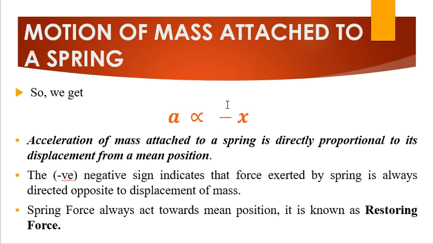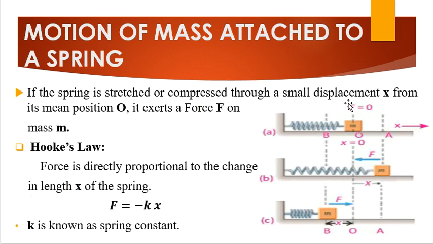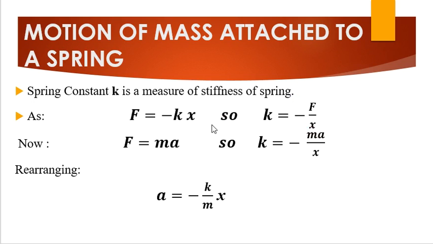Now one more important thing: you can see a negative sign here. What does this negative sign indicate? It indicates that the force exerted by a spring is always directed opposite to the displacement of the mass. Let's say your spring is stretched in the x direction, then the force is always exerted in the opposite direction, as you can see in figure B. That's why we have a negative sign here as well.